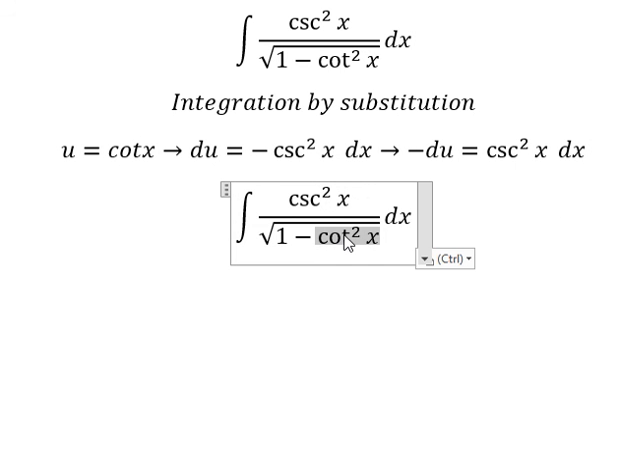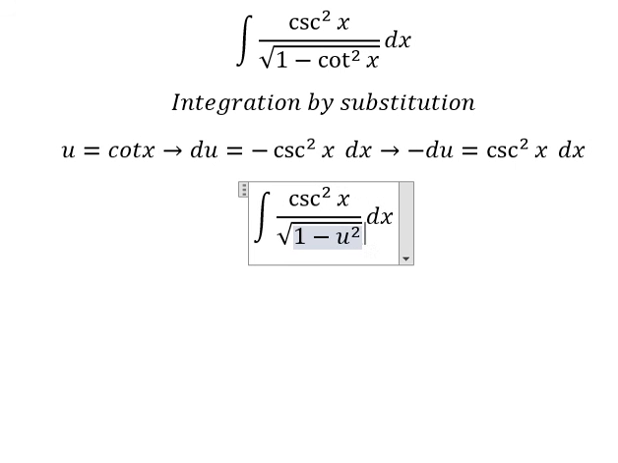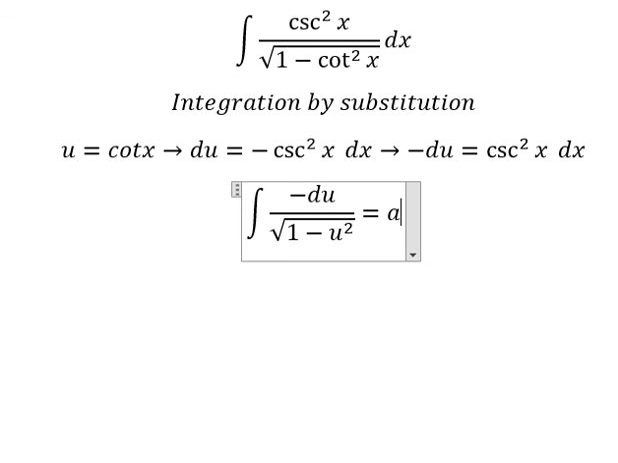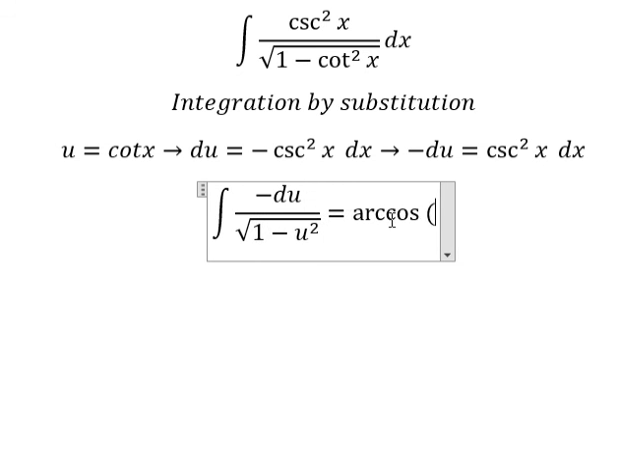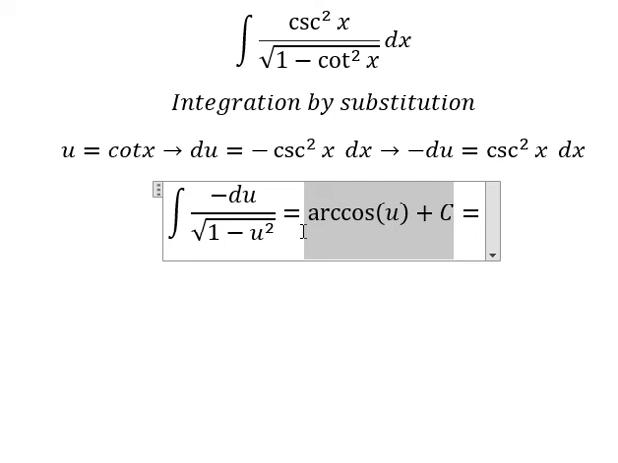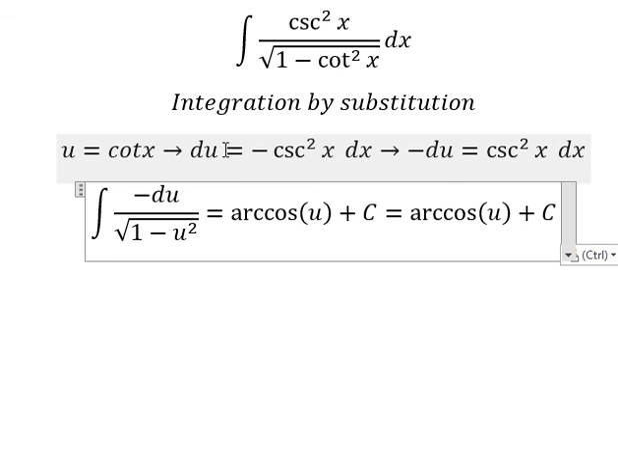This one we change to u, so we have u squared. Cosecant squared x dx we change to negative du. The integration of this one gives us arc cosine of u, and we add c. In terms of u, that is this one.